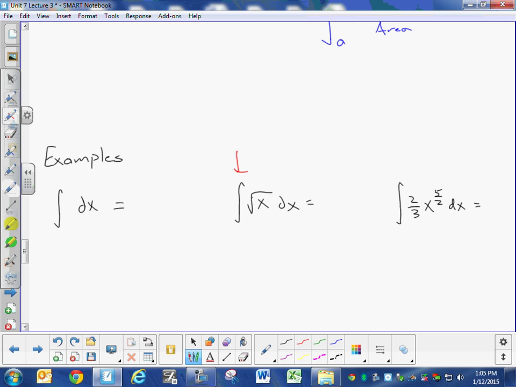This right here means take the derivative, or the antiderivative, with respect to x. Take the antiderivative. Now the middle one, this is x to the 1/2. Add 1, it becomes x to the 3/2. Multiply by the reciprocal, x to the 3/2 times 2/3.